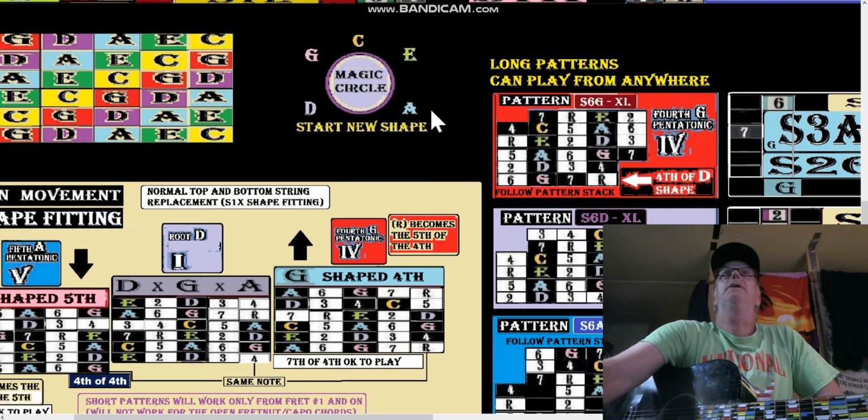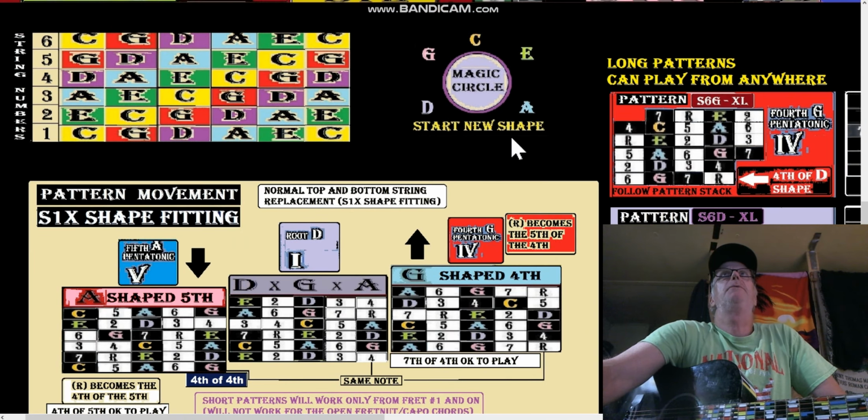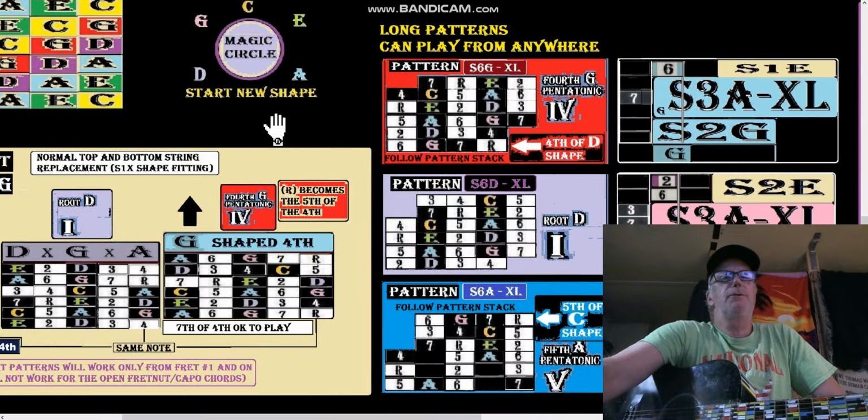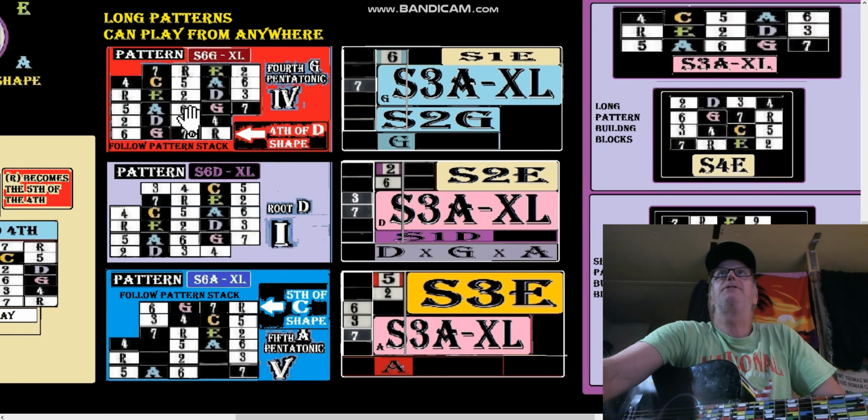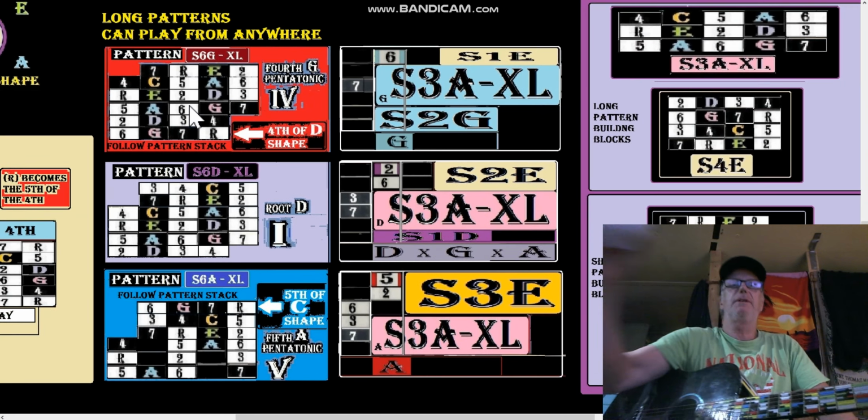All right, so let's look out. So we've dabbled a little bit with the magic circle. We didn't get too burned. We got a little singed, but we didn't get too bad.